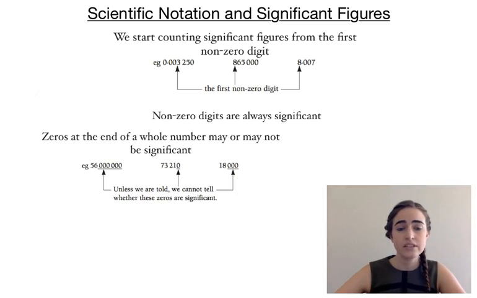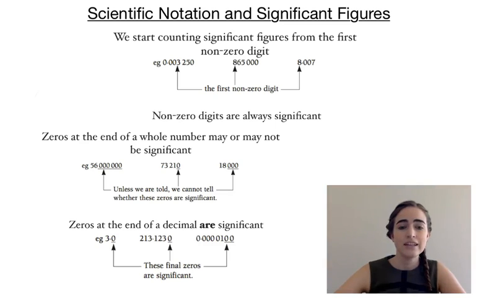The third rule is that zeros at the end of a whole number might be significant, but they might not be, and we can't tell unless we're told. So these numbers at the end, we don't know if they're significant figures or if they're just there holding place value. And the last rule is that zeros at the end of a decimal are always significant. And the reason we know that is because we don't need them there at the end of a decimal to hold the place value, so they must be there because they're significant figures.